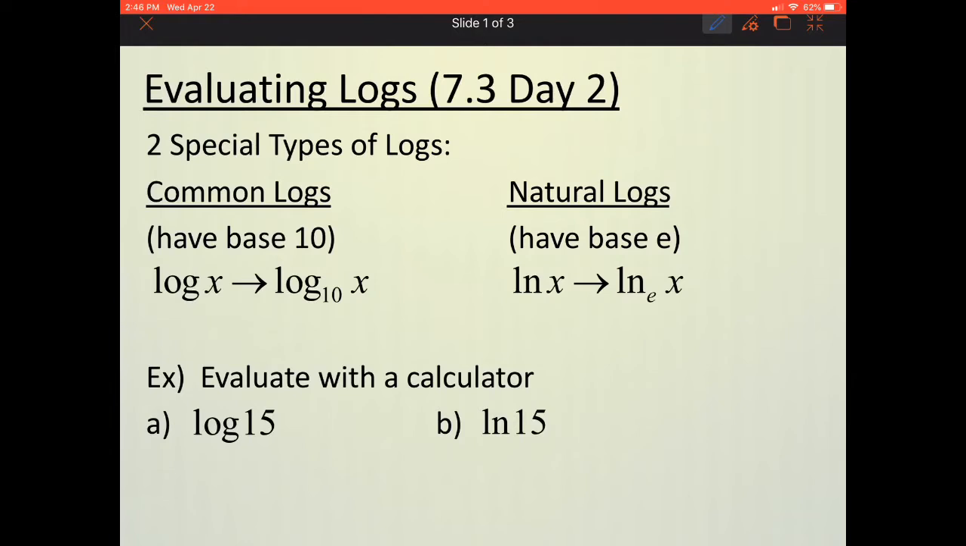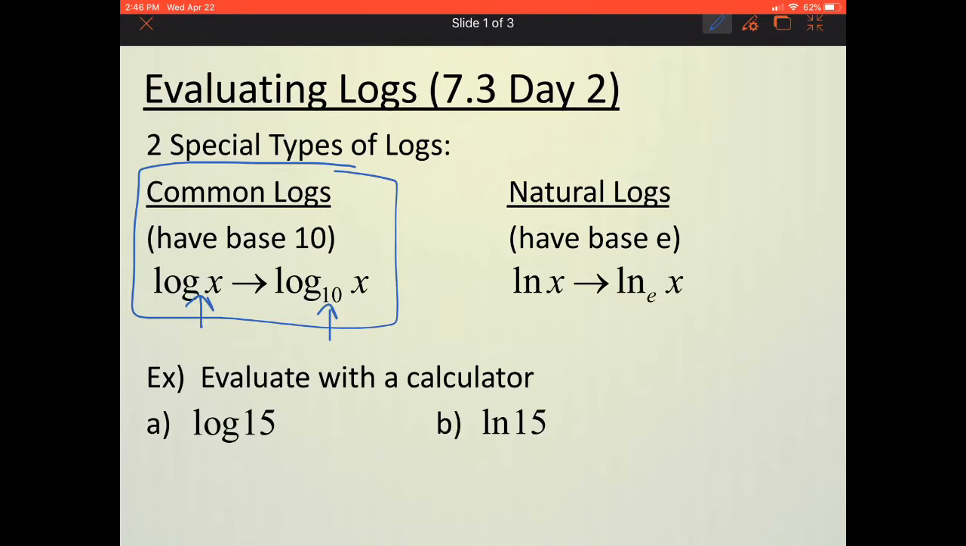Before we evaluate logs, just as a reminder, we talked about the common log, or a log that does not have a base written, is always log base 10. Okay, so if you see a log and no base number right here, then automatically it is 10.